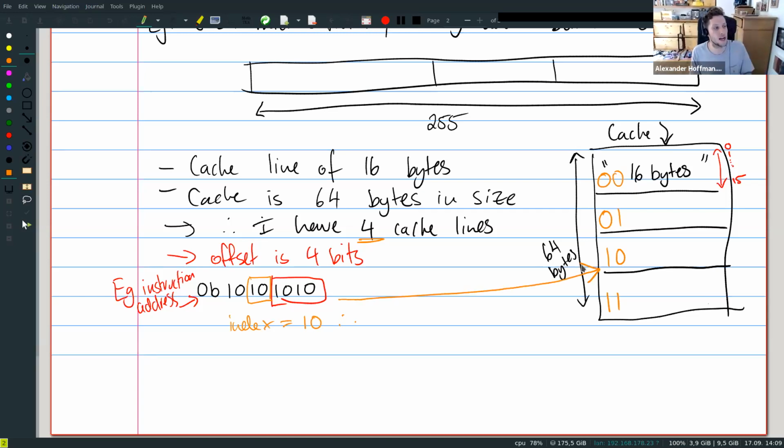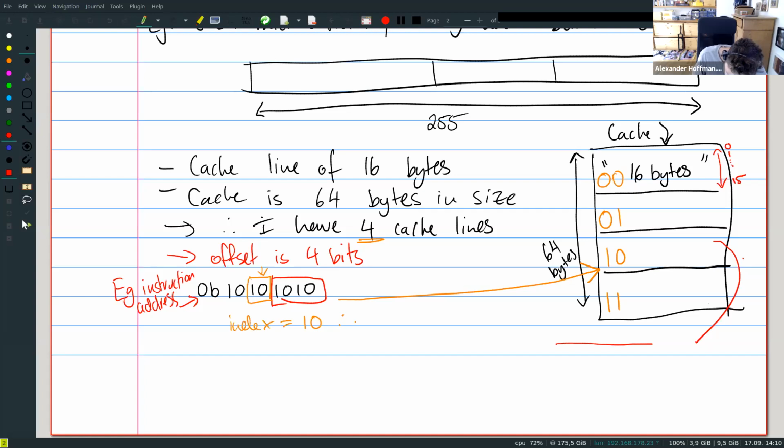If this address gets into cache, it will always be in the 1, 0 cache line because the index in its address says 1, 0. It's so easy. You just ask which index this will be in, you read the value, and that's the cache line. Super simple.